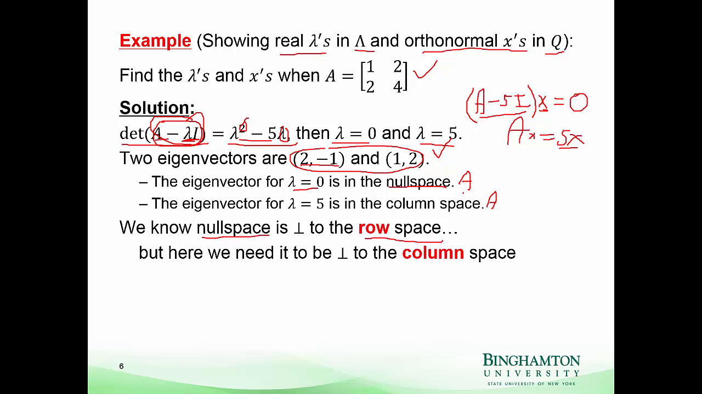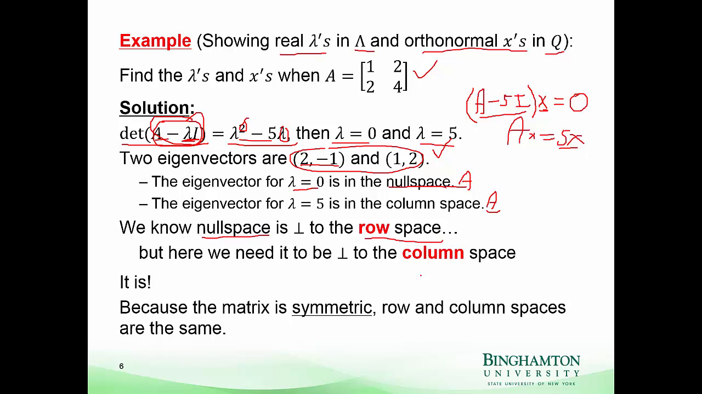So in general, if one of these has a zero eigenvalue, it'll be in the null space, and the non-zero eigenvalue, it'll be in the column space. But it is actually orthogonal to the column space, and that's because here our matrix is symmetric. So you switch it around, row and column spaces are identical. So the null space is orthogonal to the row space, which is the column space. So we have our result.